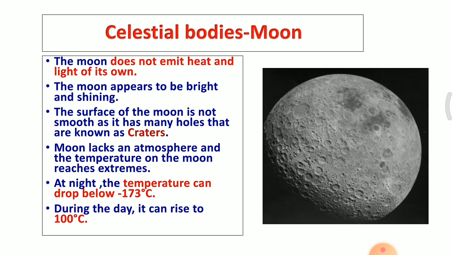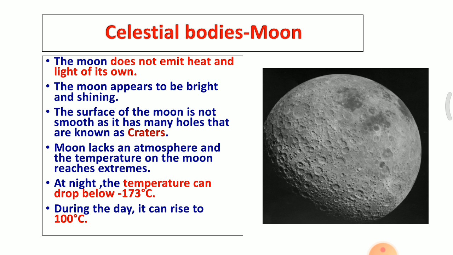The next celestial body present in the sky is the Moon. The Moon does not emit heat and light of its own. You know that the Sun emits light and heat on its own. The star emits heat and light on its own. But if you take the Moon, it does not emit heat and light of its own. The Moon appears to be bright and shining.